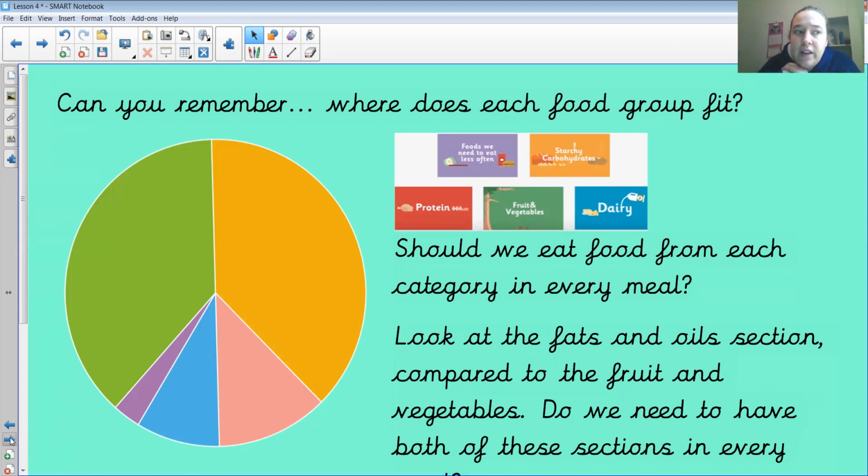Now, do you think we need to have oils and fats in every single meal? Do you think we need to have fruit and vegetables in every single meal? We do need to have fruits or vegetables with every meal, but we don't need to have the oils and fats because it's such a small portion of our diet. We don't need to have it in every single meal.